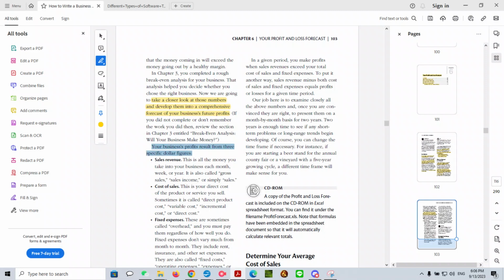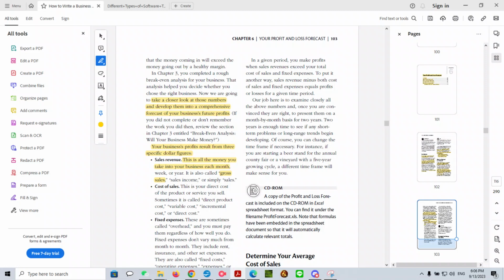Now, your business profits result from three specific dollar figures. Number one, we have sales revenue. This is all the money you take into your business each month. Pretty basic, right? It's also called gross sales. Gross refers to before expenses. So first of all, we need to consider sales revenue, how much you are making before expenses, such as your fixed expenses, your taxes, and any other variable expenses.